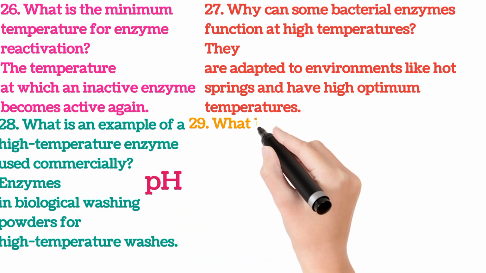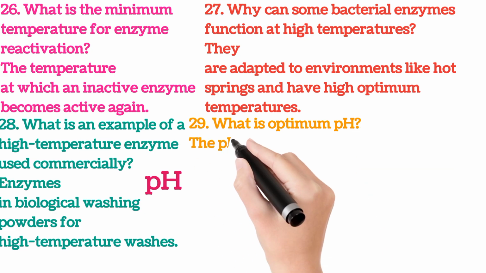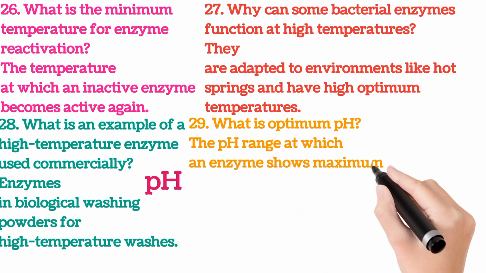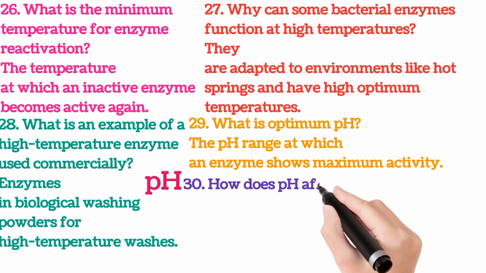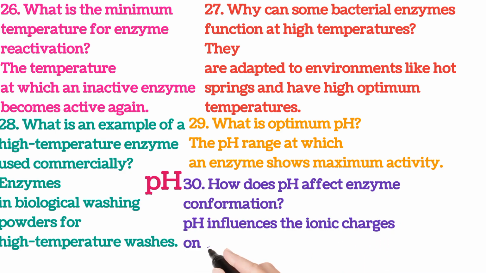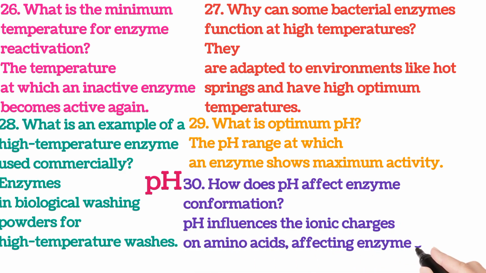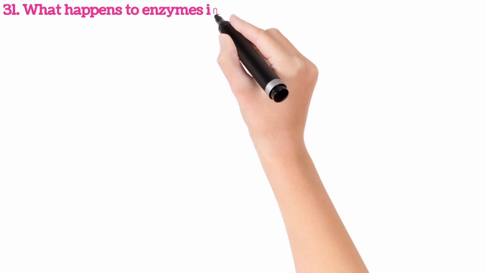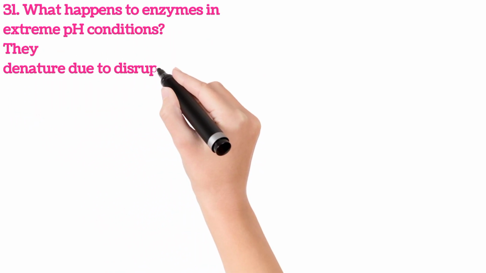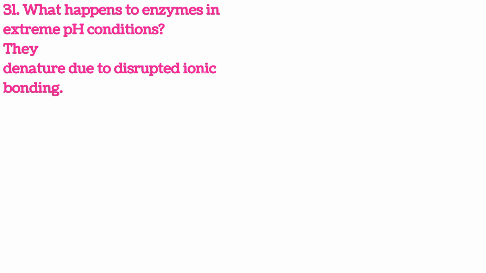pH. 29. What is optimum pH? The pH range at which an enzyme shows maximum activity. 30. How does pH affect enzyme conformation? pH influences the ionic charges on amino acids, affecting enzyme structure and function. 31. What happens to enzymes in extreme pH conditions? They denature due to disrupted ionic bonding.